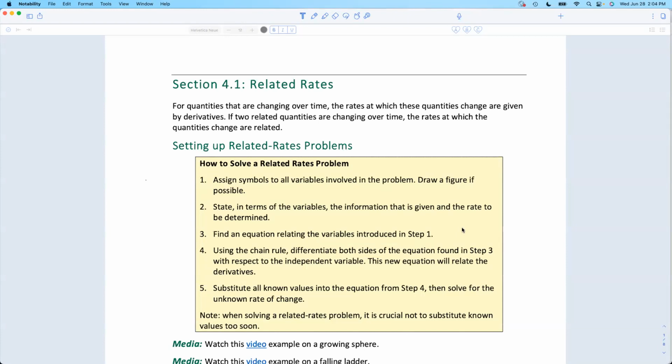And then both of those variables are changing, usually with respect to time. Our independent variable is almost always time in related rates problems. So all of our dependent variables are changing with respect to time. So we'll be trying to relate their derivatives with respect to time and figure out how quickly our volume is changing at a particular moment in time.